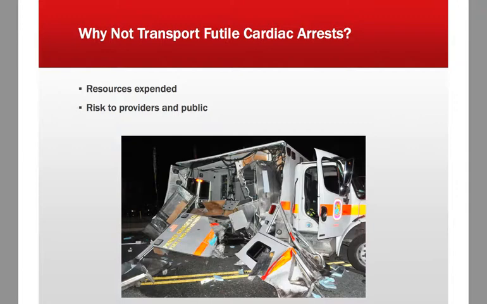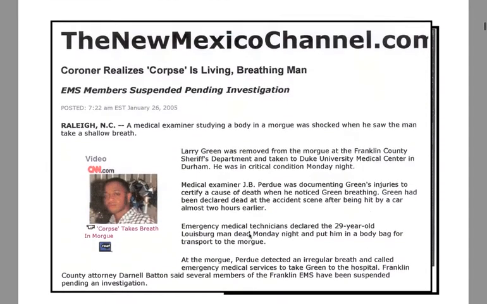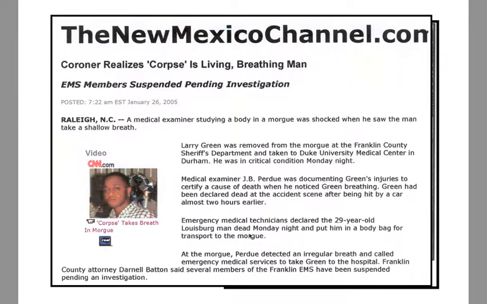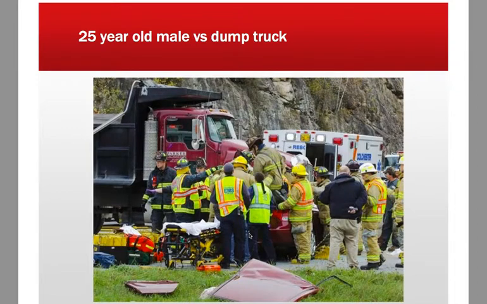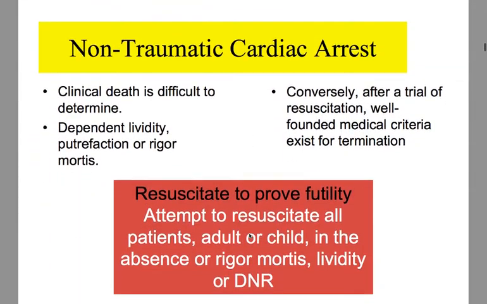On the other hand, we don't want this to happen either, right? Coroner realizes corpse is living, breathing man. So we want to get it right. And let me just say up front, we're not talking about traumatic arrest. A trauma code, pulseless, apneic, we all know there's good evidence that these people are not going to survive, so don't even start CPR. But when we're talking about a medical cardiac arrest, like a guy clutches his chest and falls over, non-traumatic, in the beginning of the code it's very hard to tell who's going to live and who's going to die.